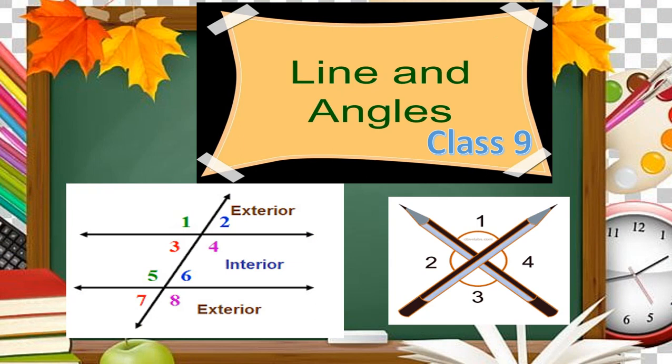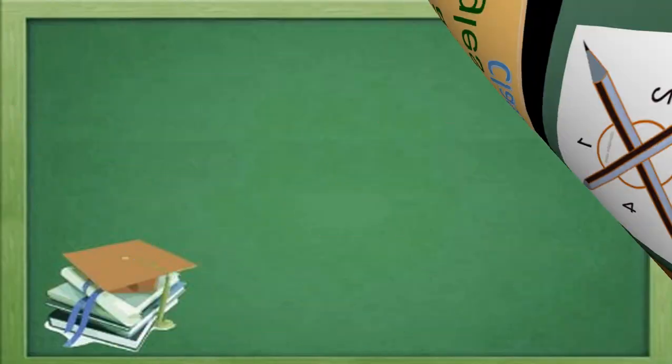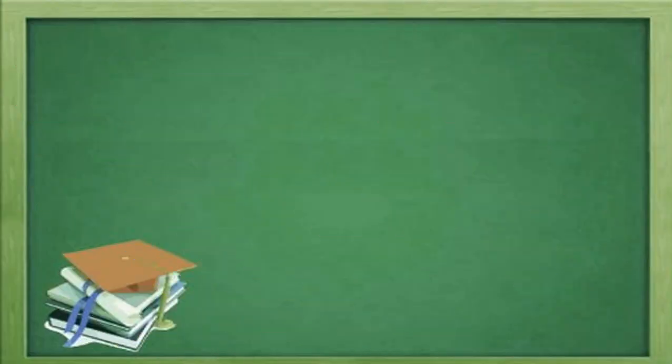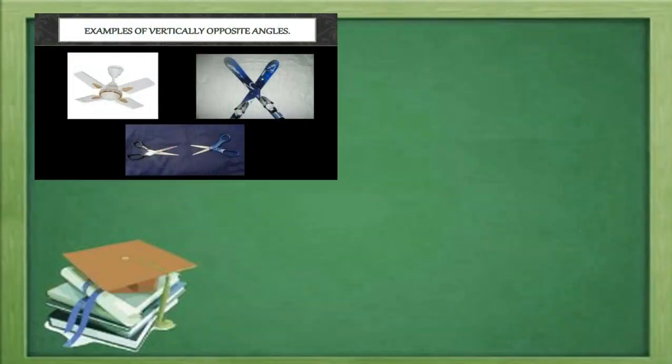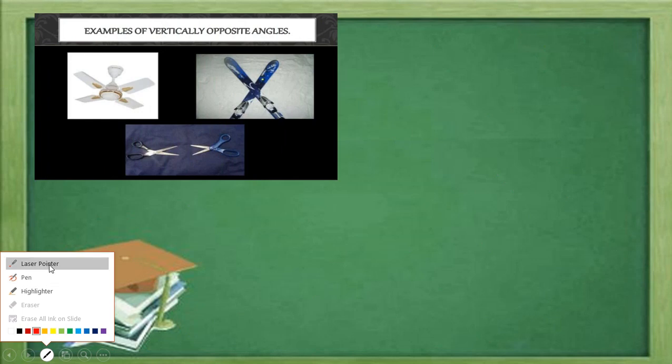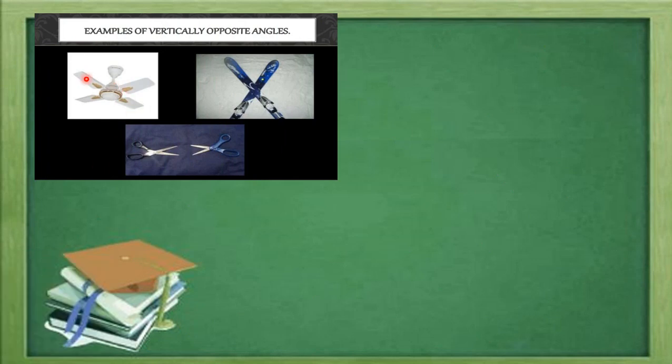So let us take the examples of vertically opposite angles in our day-to-day life. So in daily life we come across lots of figures which make pairs of vertically opposite angles like this. Here the blades of a fan make an X, that is, vertically opposite angles are formed between the blades of the fan.